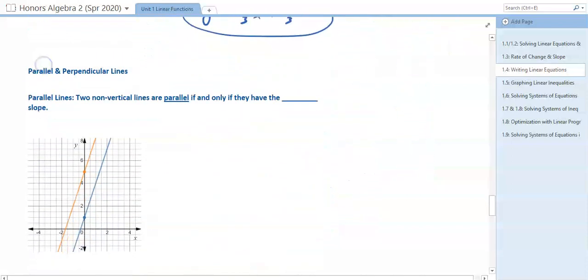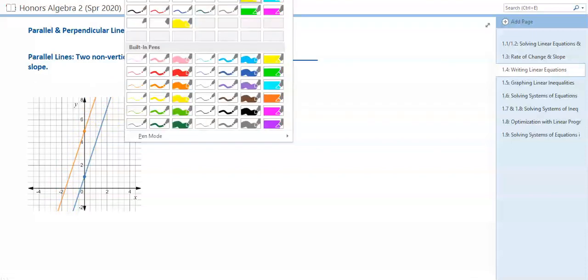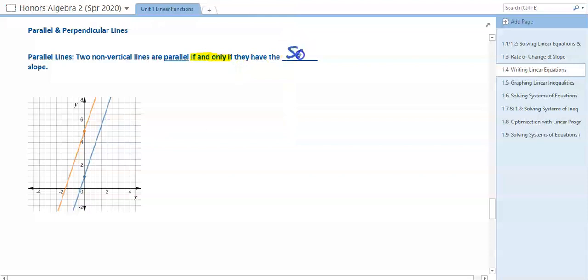Okay. Parallel perpendicular lines is the last thing we're looking at in this lesson today. Parallel lines, remember, our two non-vertical lines are parallel if and only if, I'm going to talk about that language there in a second, if and only if, put a pin in that. If and only if they have what type of slope? Well, look at our example below. Look at these two parallel lines. They're parallel, right? Because they look like what? Railroad tracks. Railroad tracks are parallel. Why are they parallel on the graph? Because the two lines have what type of slope? The same slope, right?